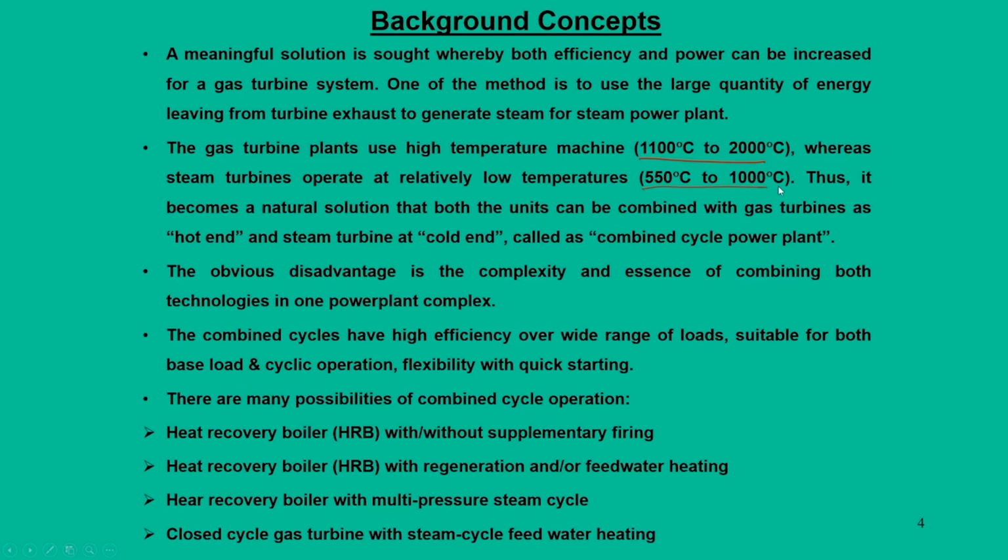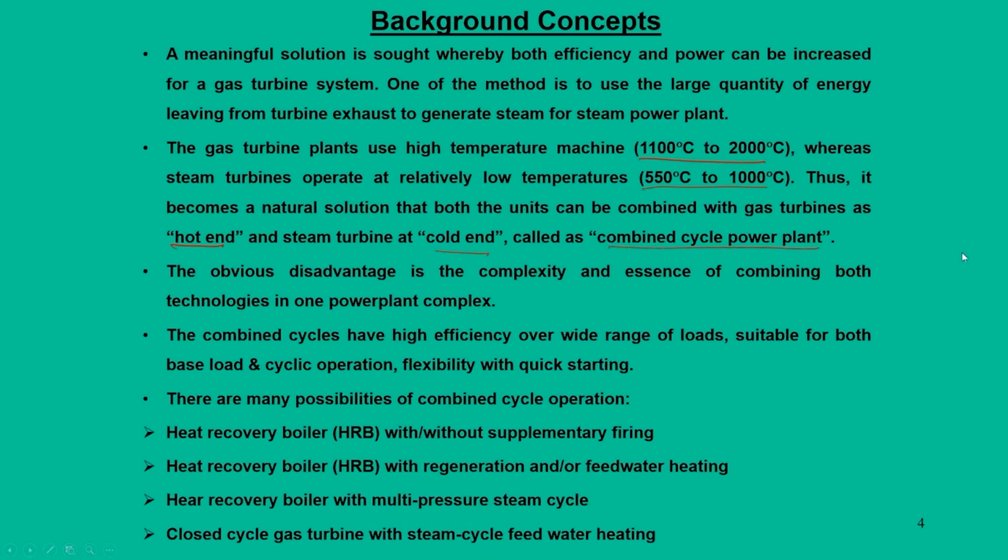So, it becomes a natural solution that the exhaust temperature that comes out from a gas turbine unit is on the much higher side. So, that exhaust gas can be used to provide necessary heat input to the steam power systems, because of this application viewpoint of steam and gas turbine unit operations. So, it becomes a natural solution for both units, steam and gas, that they can be combined, with gas turbines in the hot end and steam turbines in the cold end. So, we call them a combined cycle power plant.